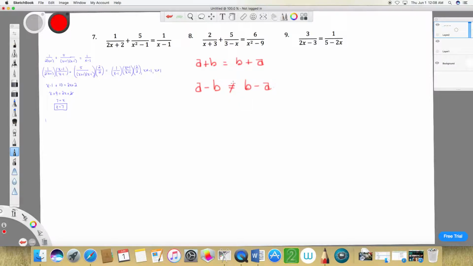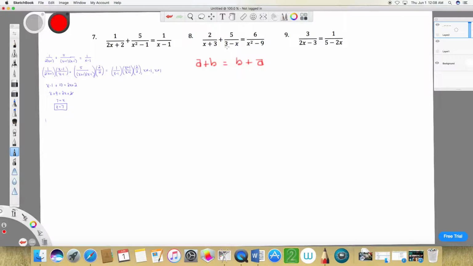They're going to be equal in magnitude, but they're going to be opposite of each other in sign. You know, if you have 5 minus 3, that's a positive 2. But if you have 3 minus 5, that's a negative 2. Okay?